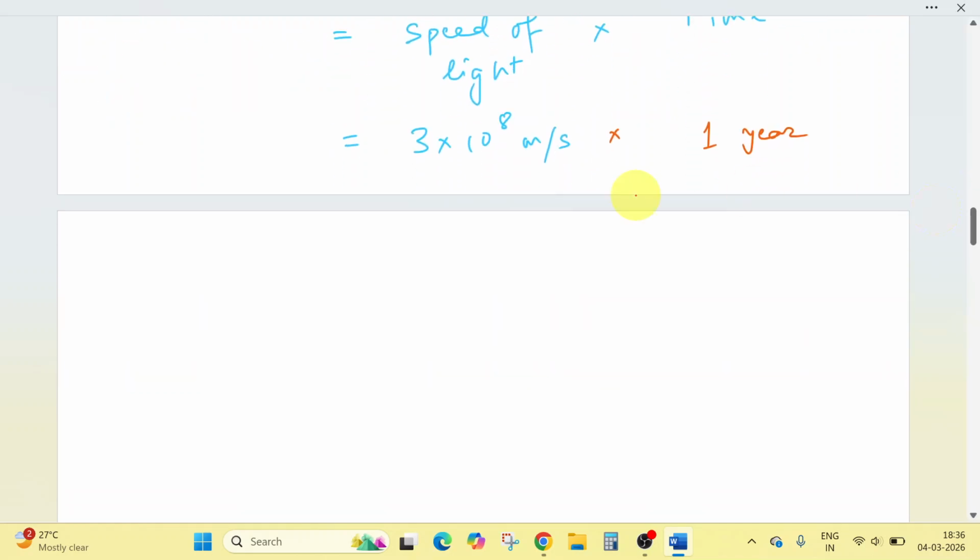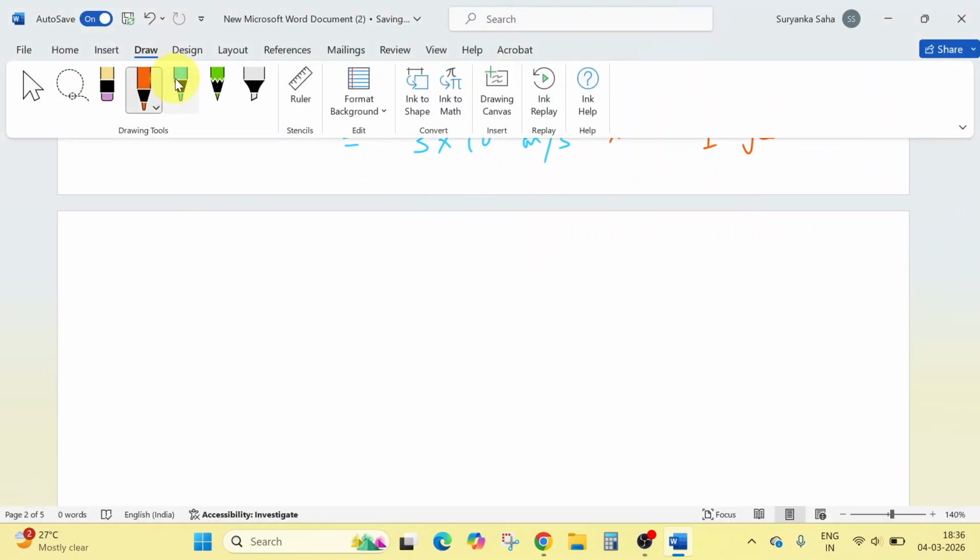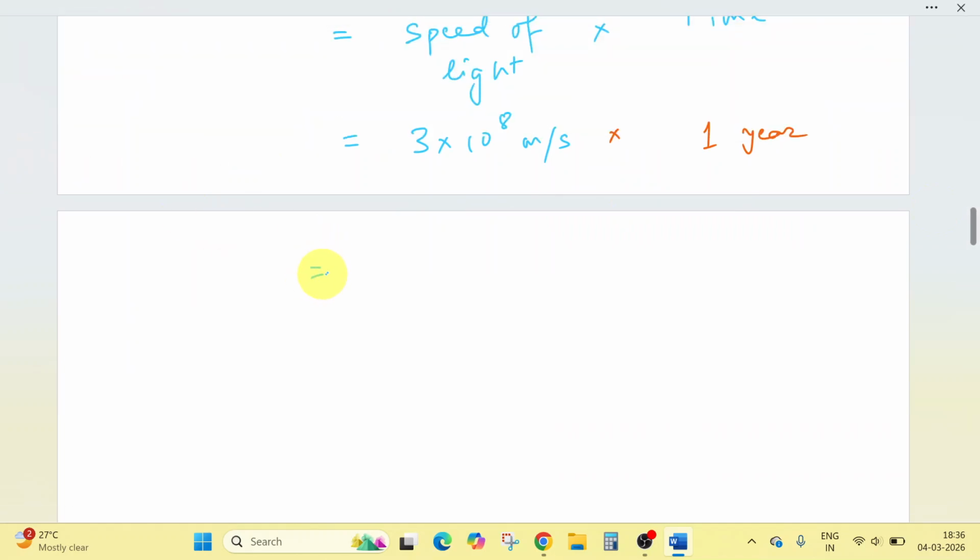Now this year has to be converted to what? Seconds. So it's a very long process. So let it write like this: 3 into 10 to the power 8. I'm not writing the unit over here. Now this 1 year, it is basically 1 into how many days? 365 days. One day has how many seconds? First, how many hours? 24 hours. And 24 hours means each hour has 60 minutes and each minute has 60 seconds.